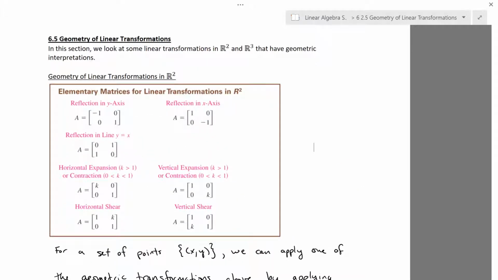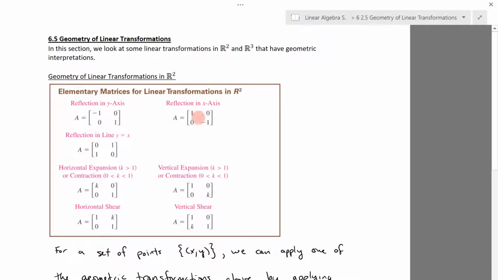In this video, we're going to look at some linear transformations in R2 and R3 that have geometric interpretations. So included here are some of the linear transformations we're going to look at. When we reflect about the y-axis, the y-coordinate stays fixed, and we take the opposite of the x-coordinate. So if x is positive, it becomes negative, and if it's negative, it becomes positive.